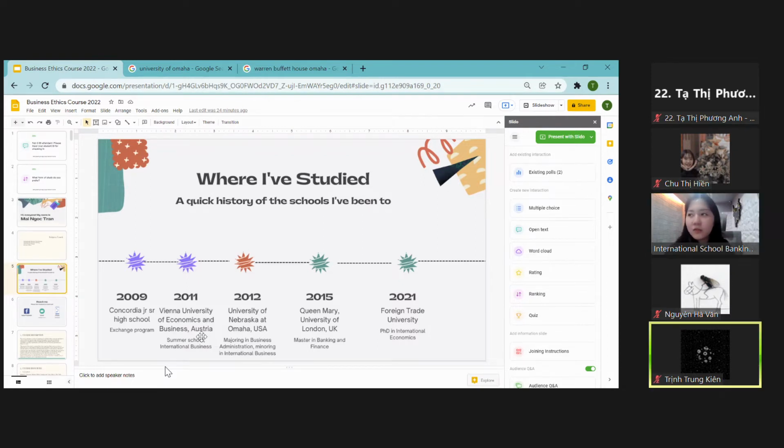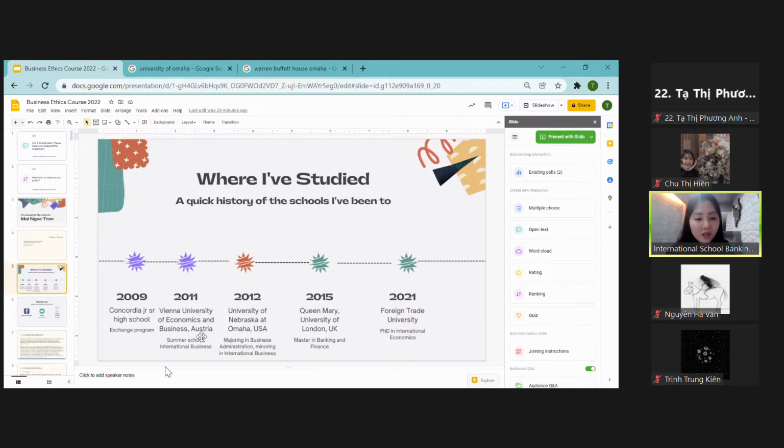So does anybody know what is famous in Austria? Mozart, and maybe musical instruments. Yeah, exactly. Mozart was born in Austria, very famous. I was there for a month to study international business. It was a great experience, and I encourage you guys, if you have the chance to join an exchange program, then you definitely should.